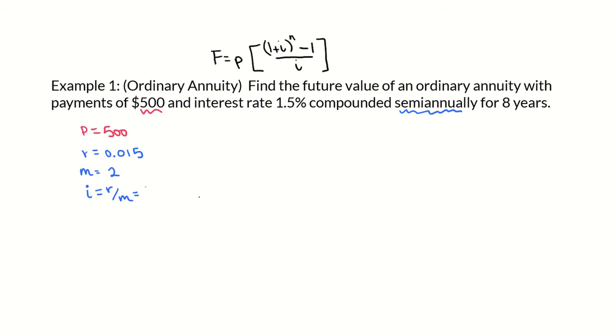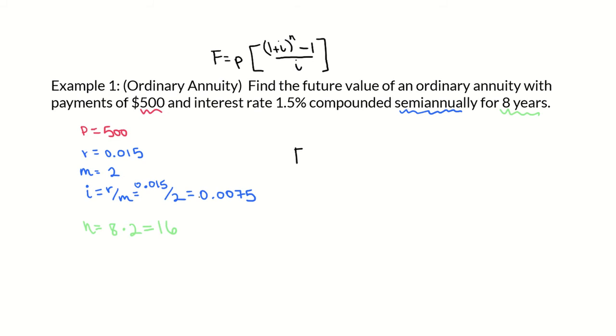is equal to 0.015 over 2, which is 0.0075. And then last we need n, the number of compounding periods, total, which is the number of years, which is 8 years, multiplied by the periods per year, which since it's semi-annually again is 2. So 8 times 2 gives n equals 16. Then we have the information to set up this formula.